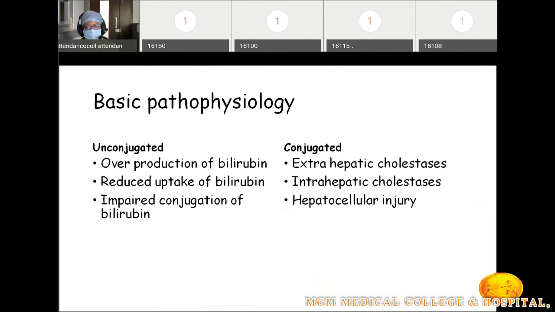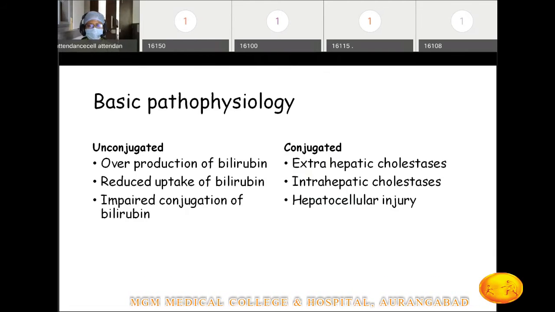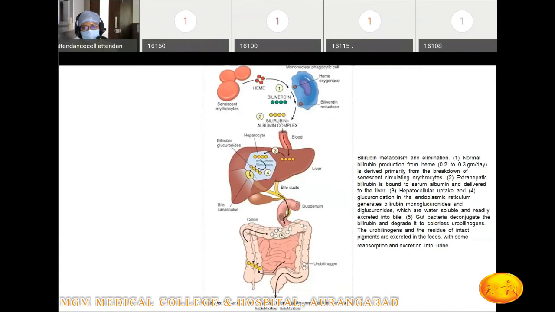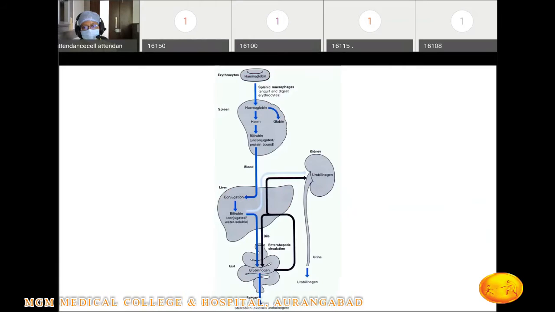So from this, what we have seen is that we've got two components, the basic pathophysiology. We've got unconjugated and conjugated hyperbilirubinemia. So unconjugated, whenever there is overproduction of bilirubin, as you see in this slide, if lots of RBCs are getting lysed, the amount of bilirubin formed will be more, and the unconjugated bilirubin will go up.